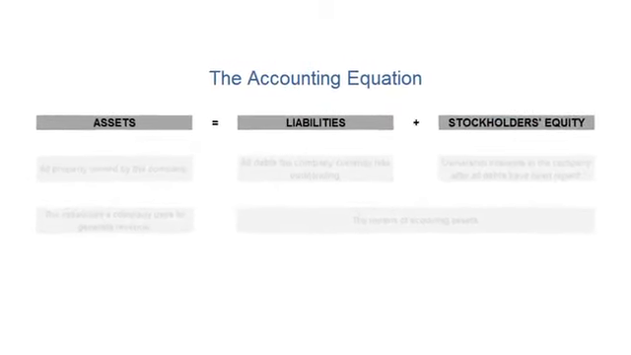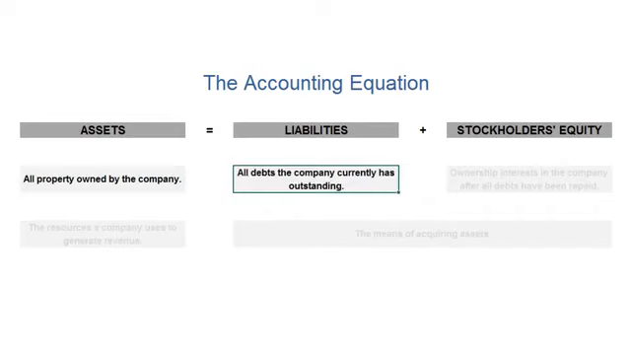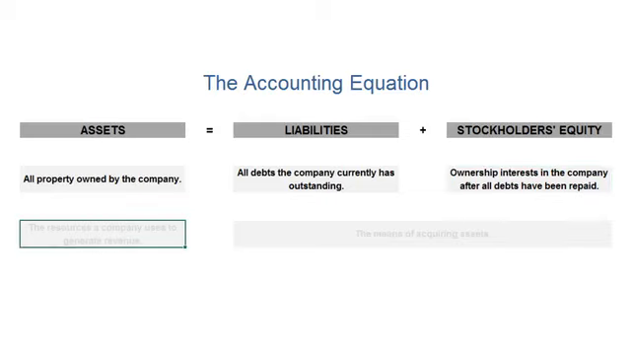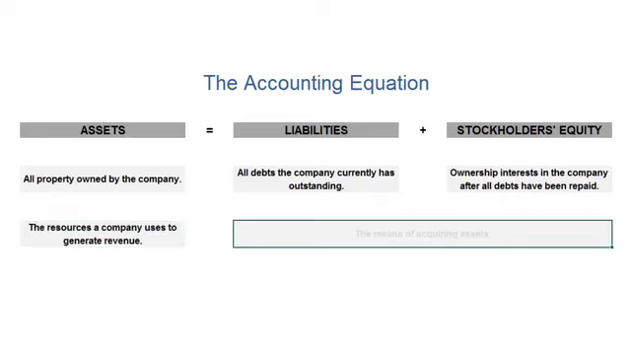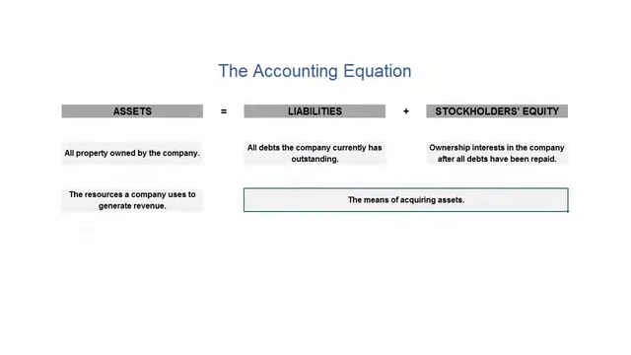To get started, let's quickly walk through some definitions. Assets represent all property owned by the company. Liabilities, all debts the company currently has outstanding. An easy example would be a loan from a bank that the company must repay. And stockholders' equity represents ownership interests in the company after all debts or liabilities have been repaid. Another way to think about this is that the assets are the resources a company uses to generate revenue. And the liabilities and stockholders' equity are the means of owning or acquiring these assets.